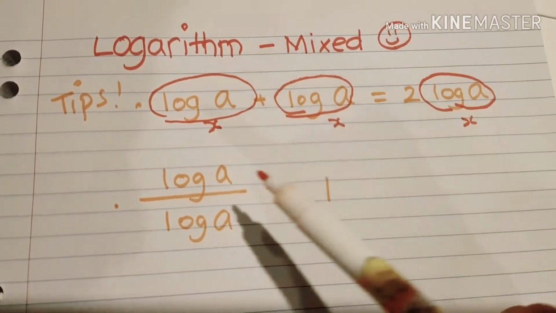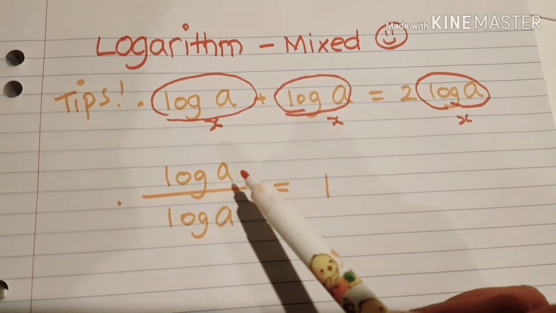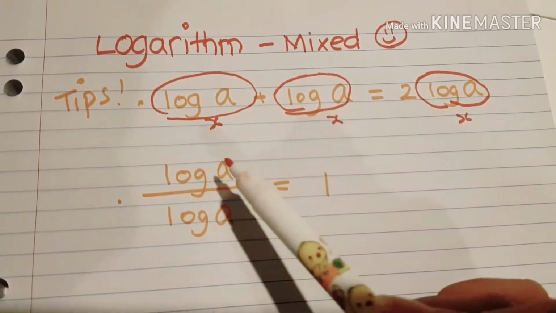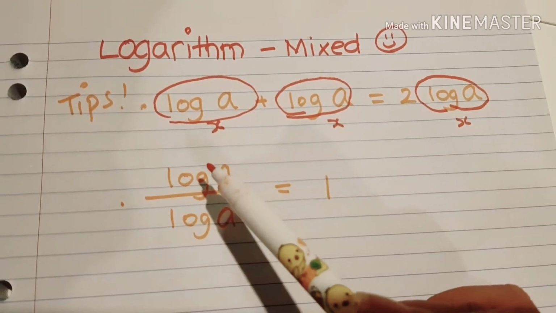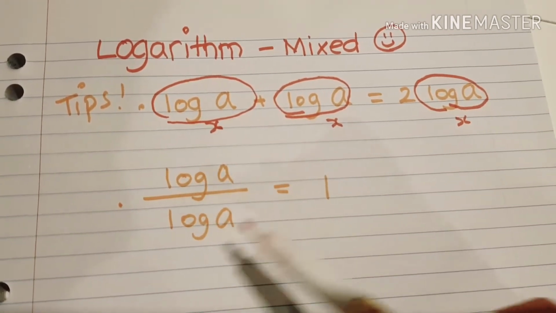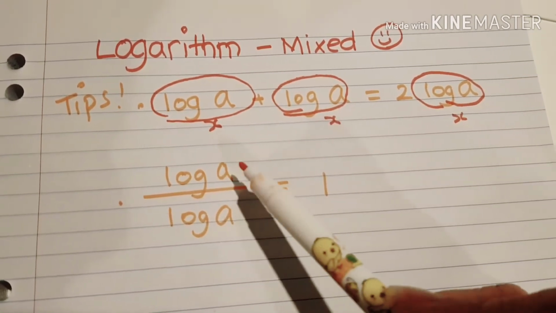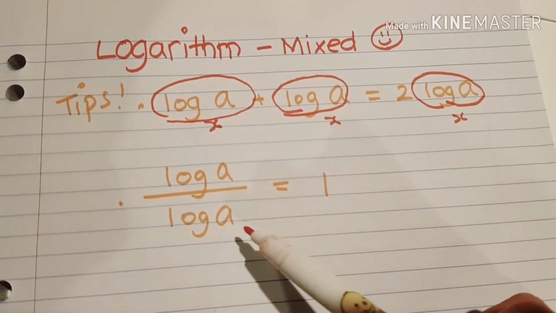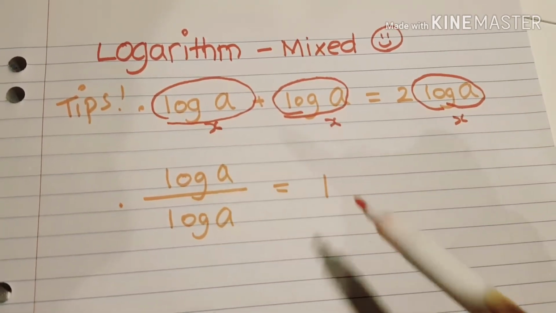Likewise, log A is just a number, and log A at the bottom is exactly the same number. For example, 5 over 5, you cancel out and it's going to be 1. So log A over log A, these are the same number, so you can cancel them out, and it will be 1.